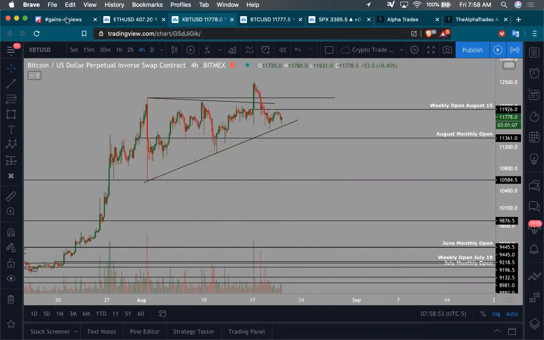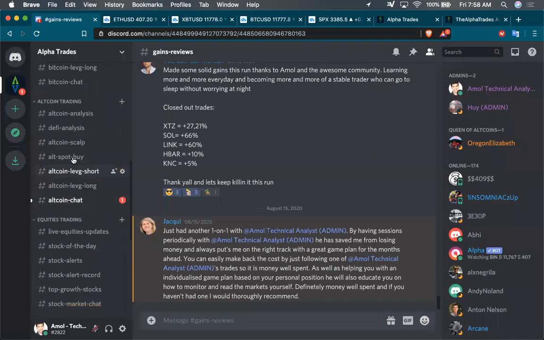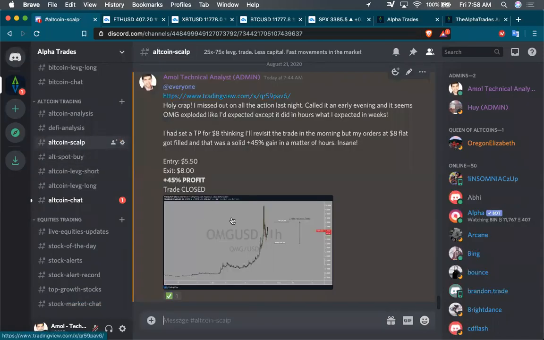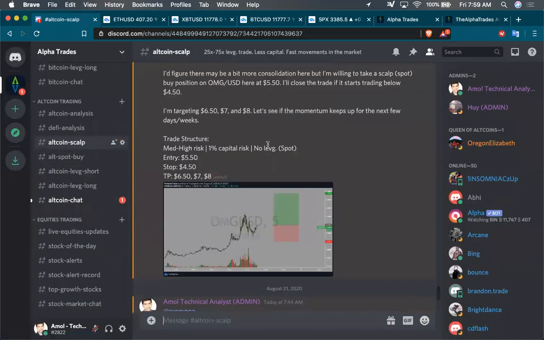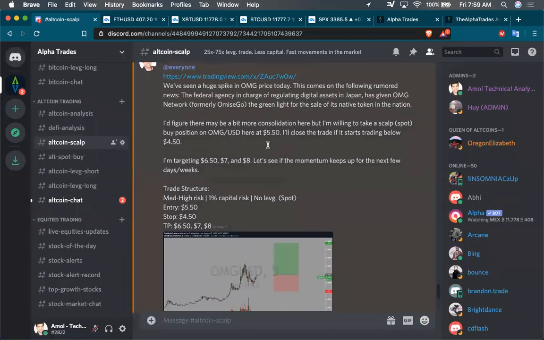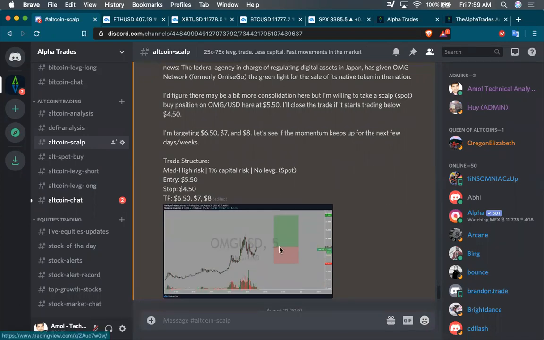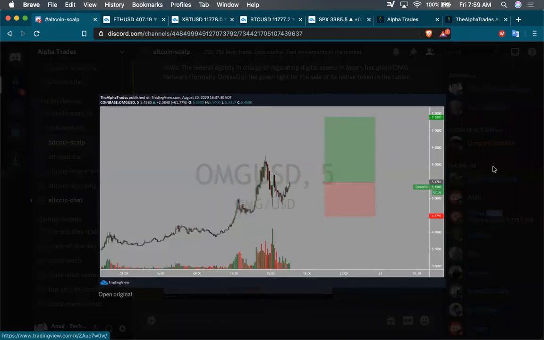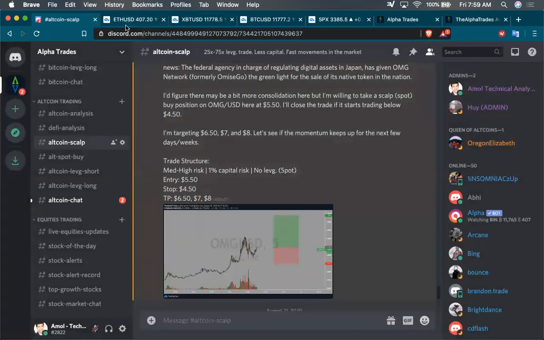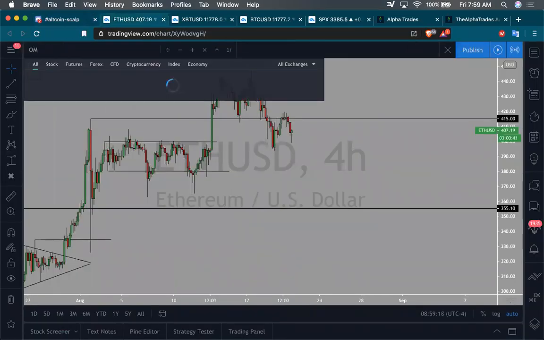For example, yesterday we took a pretty nice trade on the same notion that OMG, okay, was talking about their native token being utilized in Japan. Some good news came out about OMG, potentially being DeFi related, and so we got in right around $5.50. Okay, so let's check out the OMG chart.